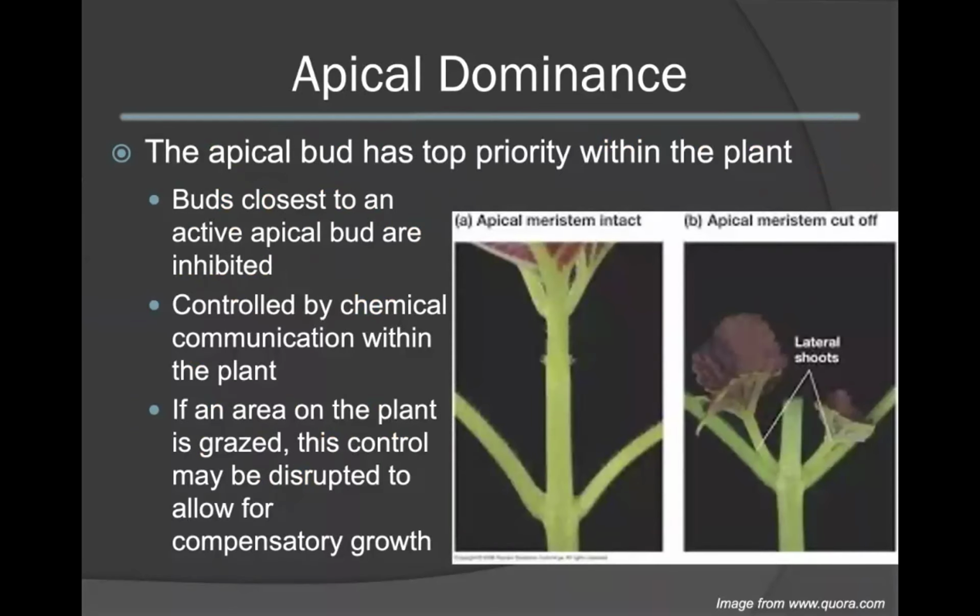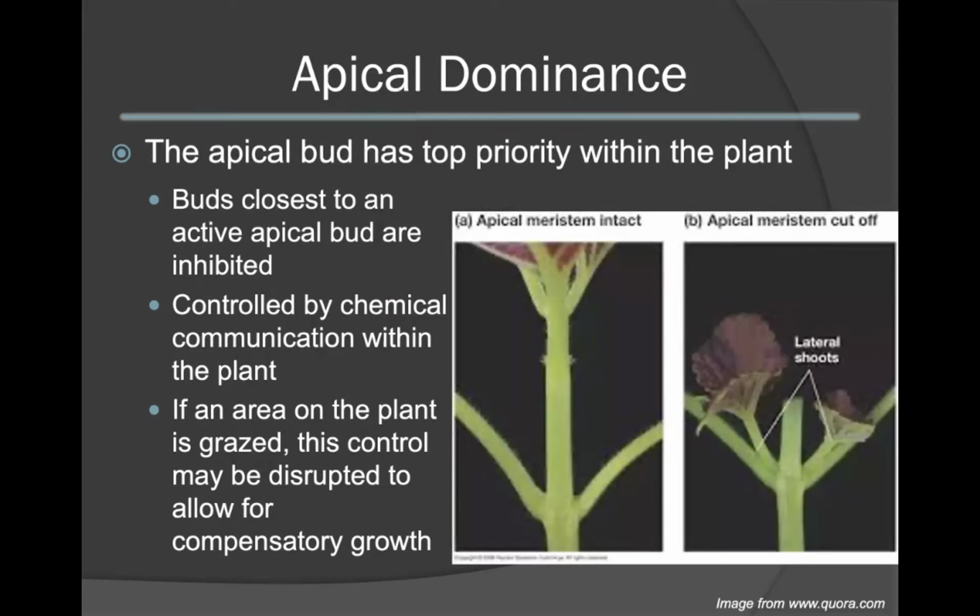When considering the overall growth of a plant, there is what is termed apical dominance. This means that the apical bud usually has top priority for growth within the plant. This means that the buds that are closest to the apical bud are usually inhibited from growing. This is usually controlled by chemical communication that occurs within the plant.